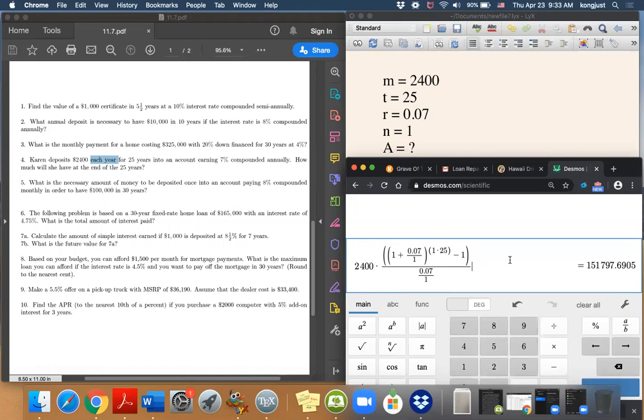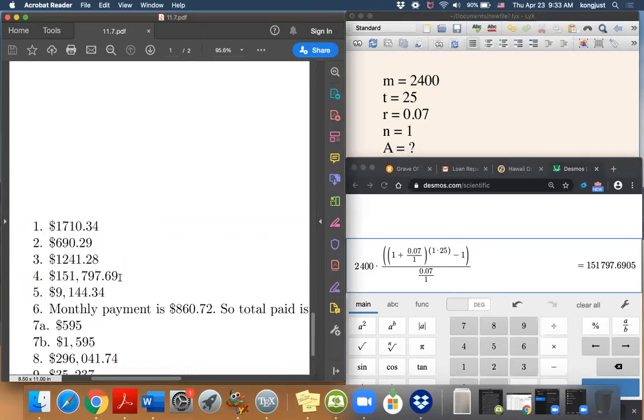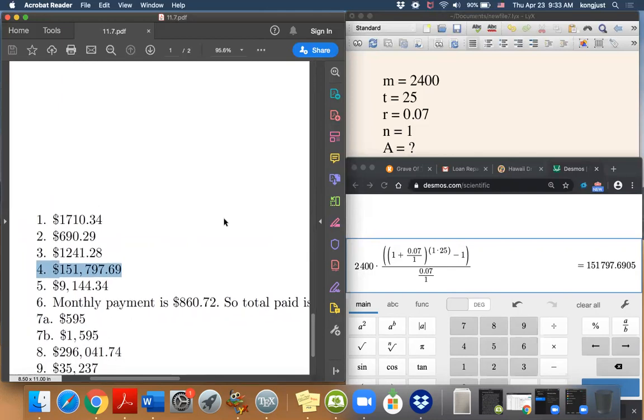Okay, so I end up with 151,797 and 69 cents. Yep, that looks right. Matches what I had previously. So there we go. Okay, let me know when you guys are ready to move on.